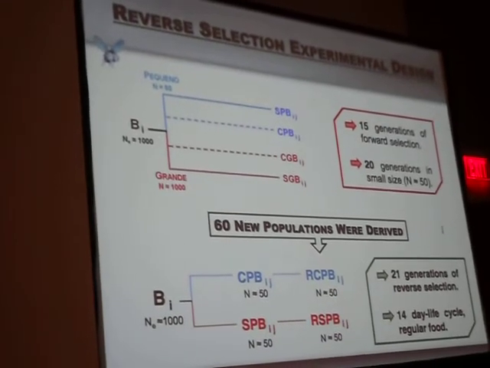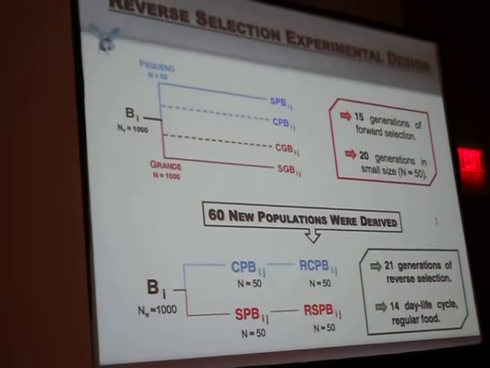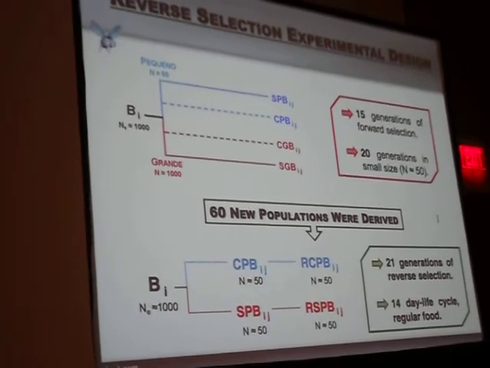For the reverse selection experiments, because we didn't have enough populations already, we derived 60 new populations after 15 generations before selection and 20 generations in small size. These were subjected to 21 generations of reverse selection in a 14-day life cycle and regular food.